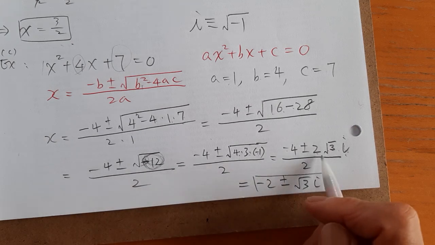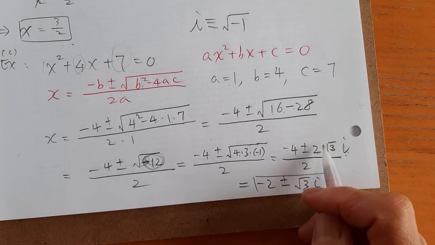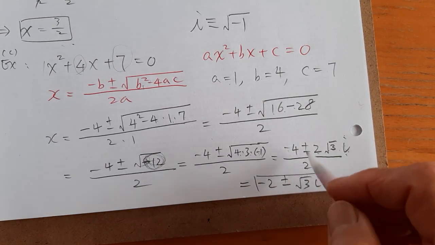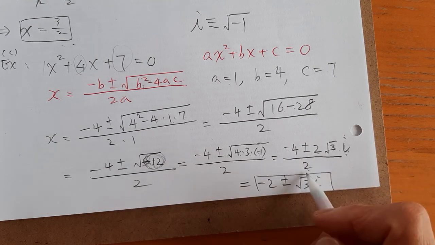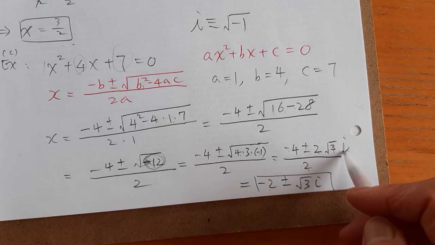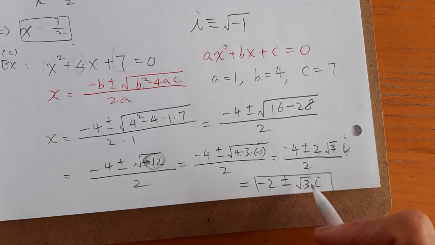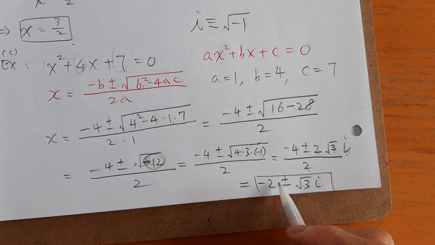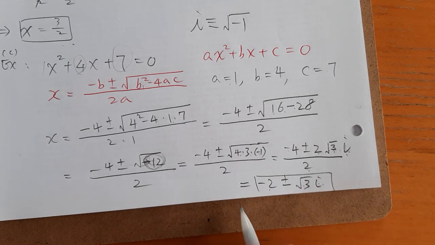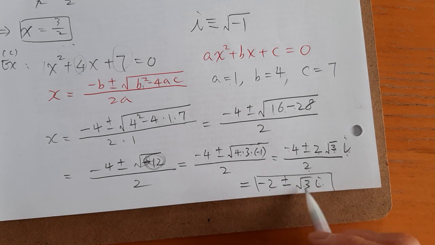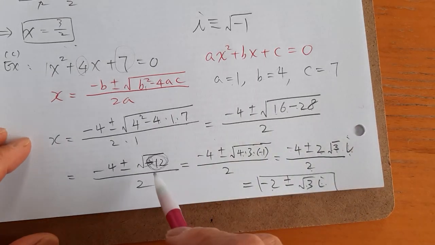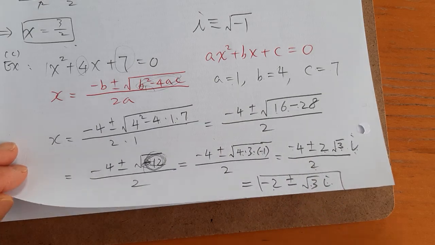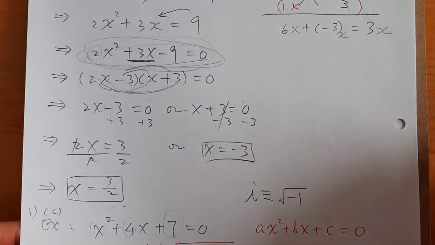So 4 take square root is 2, and 3 take square root is still square root of 3. And then this needs to be reduced. Negative 4 divided by 2 is negative 2. 2 square root of 3 i divided by 2, the 2 cancels, get square root of 3 i. So it's 2 complex numbers. One is negative 2 plus square root of 3 i. The second one is negative 2 minus square root of 3 i. If b squared minus 4ac under the radical is negative, there are going to be 2 complex numbers as solutions.